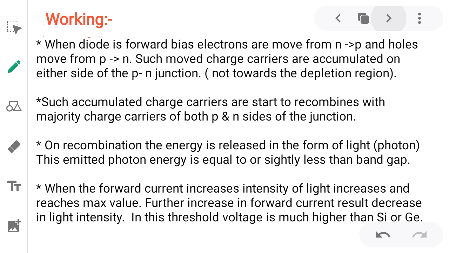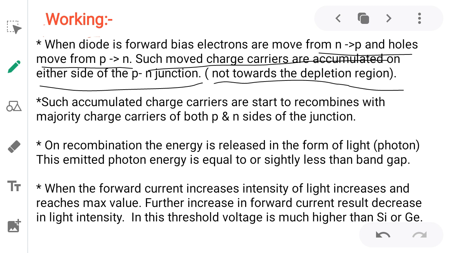Next point is the working process. When the diode is forward biased, as we already discussed under forward bias and reverse bias conditions, electrons move from N to P and holes move from P to N. Majority charge carriers start moving. Such moved charge carriers are accumulated on either side of the PN junction, not near the depletion region.